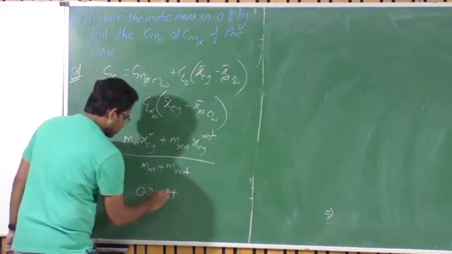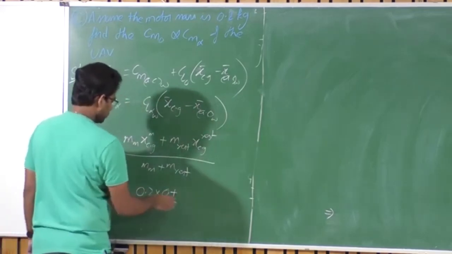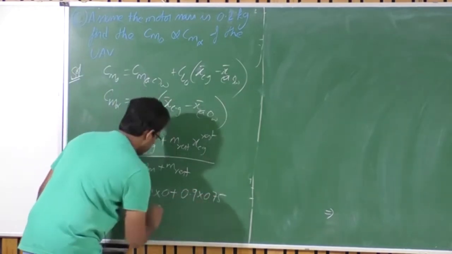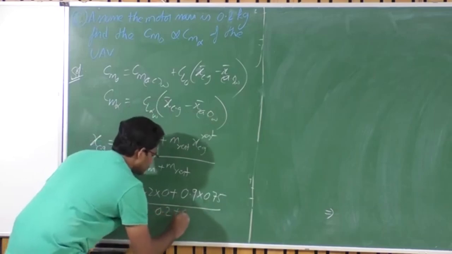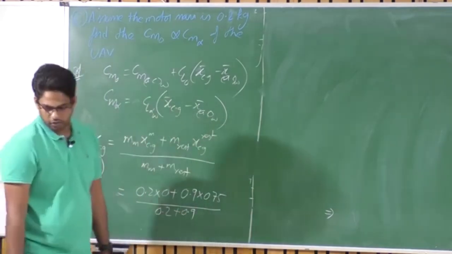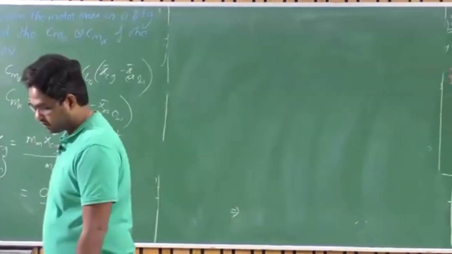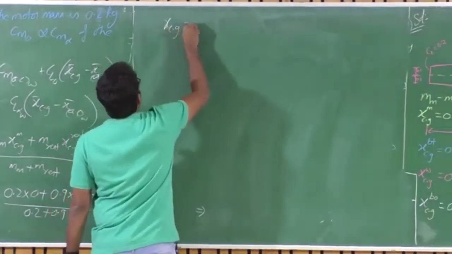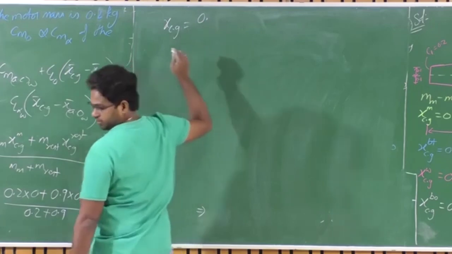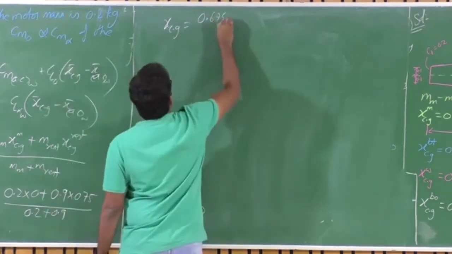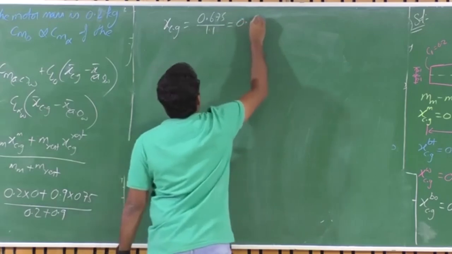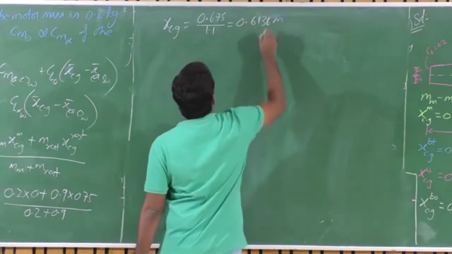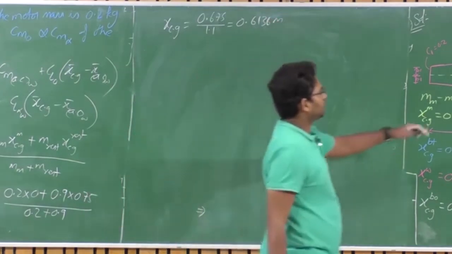Okay, so plus the mass of the rest, 0.9 kg, times 0.75, upon 0.2 plus 0.9. So what will be the CG location with respect to the boom? 0.675 upon 1.1, which is 0.6136 meters. So, which is approximately 61.4 centimeters behind the boom.